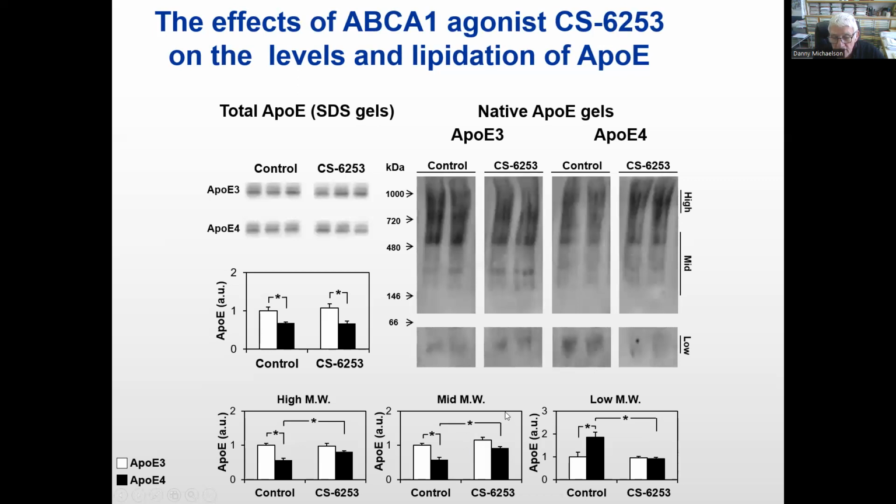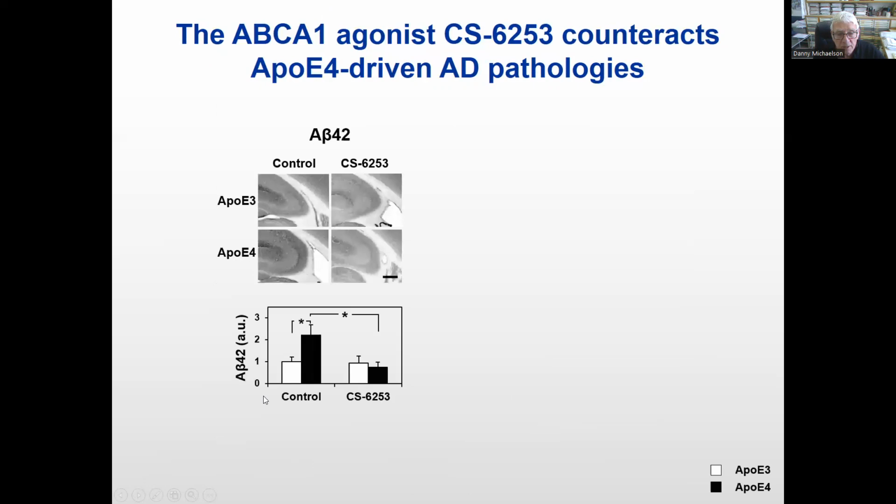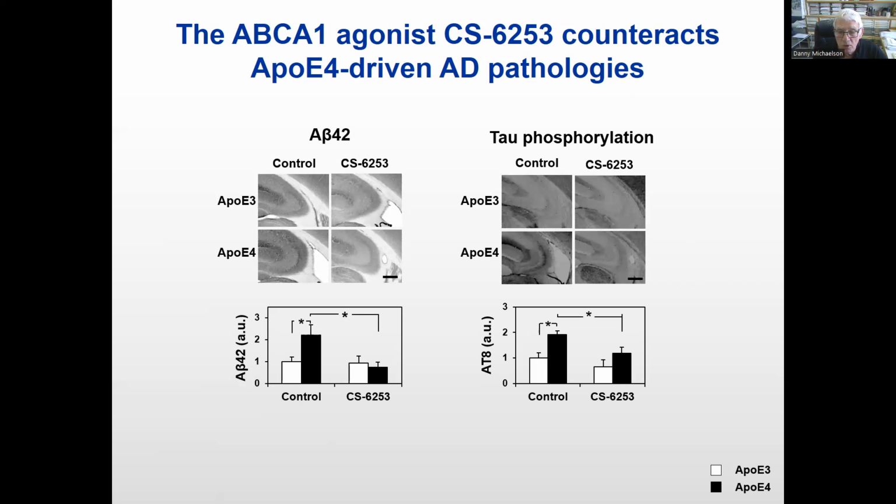Interestingly and reassuringly, the species which are least lipidated, the low molecular weight shown over here, are higher in the control ApoE4 than E3, because less lipidation means more non-lipidated. And this effect is also counteracted by CS. So we have a tool or a means of changing the lipidation of ApoE in the mice. And now the key question to ask is, what have we done by doing that to the brain pathology associated with ApoE4?